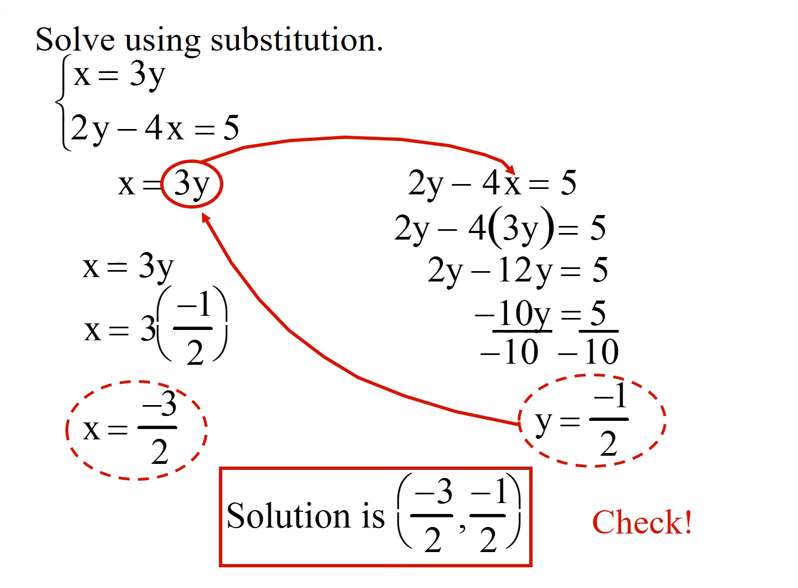If you need to check your answer, you can go ahead and plug those values back in, and you will see that they equal each other.